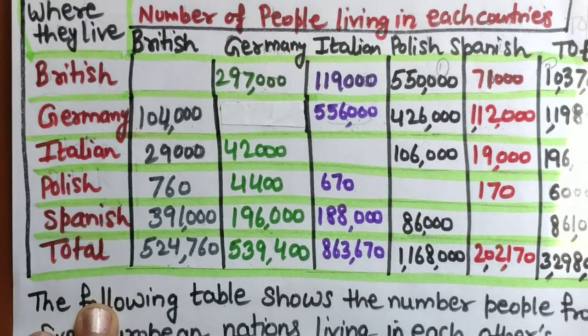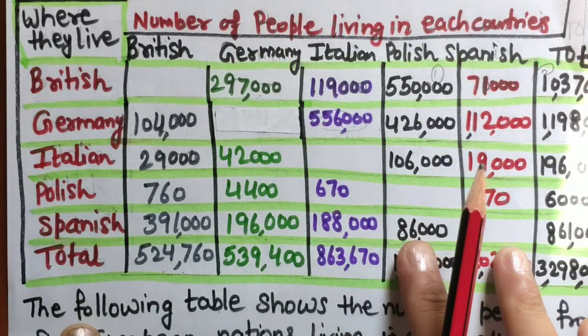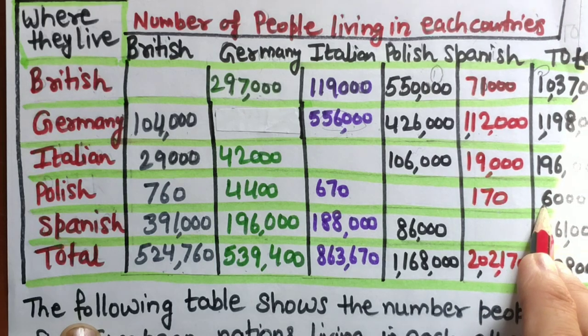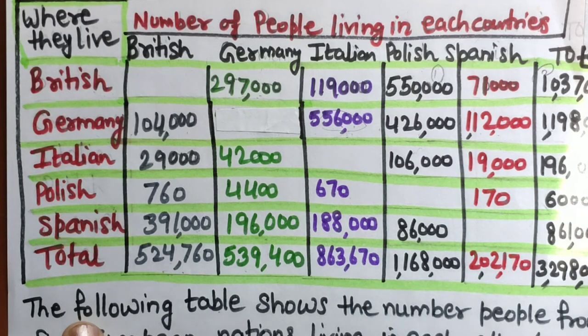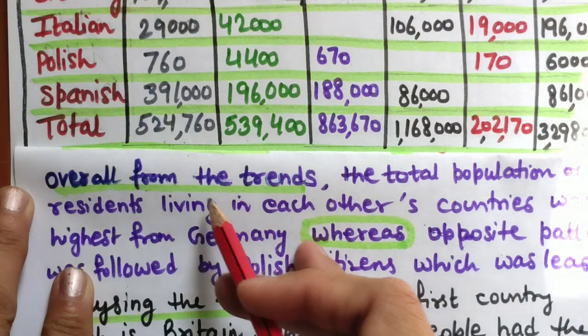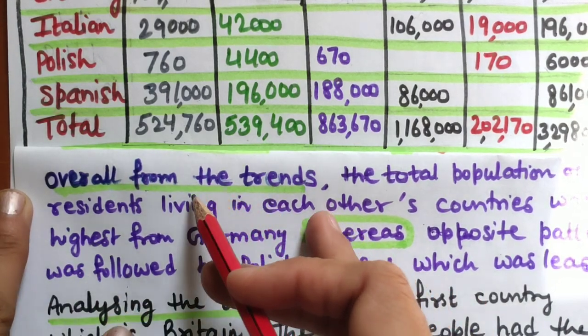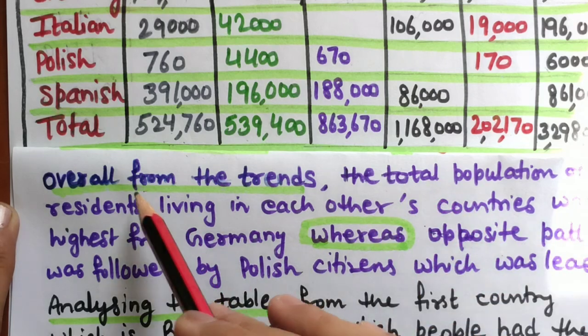Overall means you need to tell the highest and minimum and any comparison between, like this is the least one, this is the highest one. Okay, so you can see how I have written this. See how I have written overall from the trends. So mostly I am writing like that. Overall it can be seen that, this also you can write, overall from the trends.